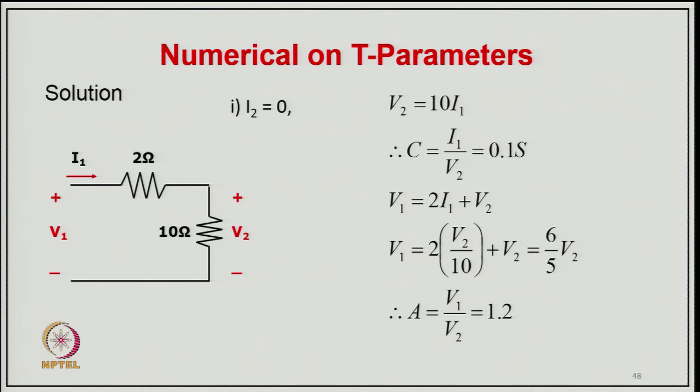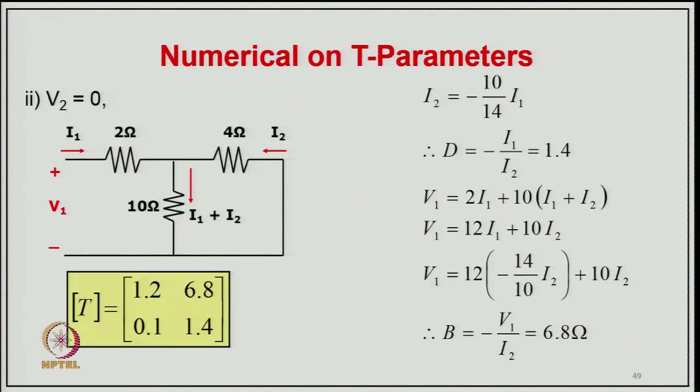So, from which we can find out the parameters related to the input. V2 equal to 10 I1. So, from which we can get the C parameter, I1 upon V2, that is 0.1 Siemens, and here V1 is equal to 2 I1 plus V2. So, here it becomes V1 equal to 2 V2 upon 10 plus V2, that is 6 by 5 V2, and the A parameter, that is V1 upon V2, equals 1.2.